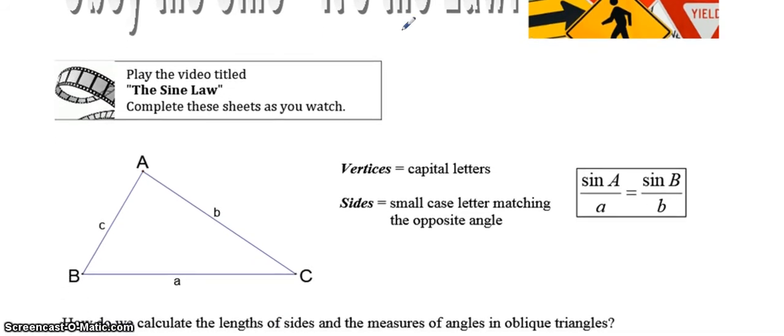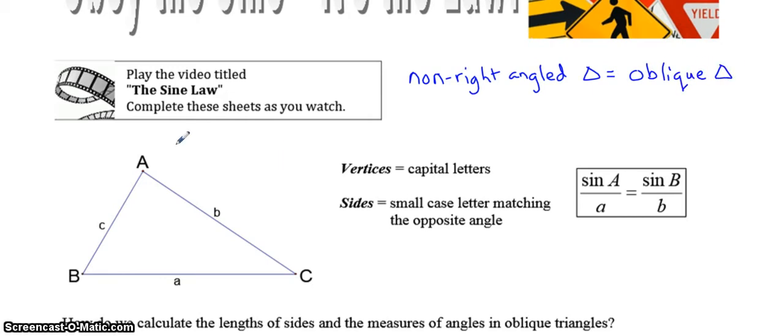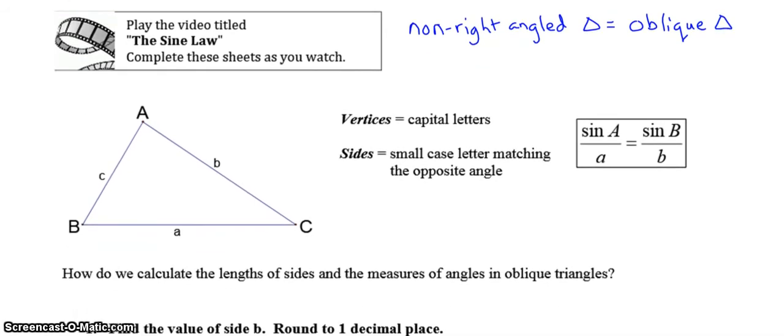So to start with, one thing that you should know is a non-right angled triangle, so that's a triangle without a right angle, is called an oblique triangle. So anytime we talk about an oblique triangle, it just means there's no right angle. With triangles, you label the vertices with capital letters, and the sides that are opposite, you label with the same letter but lowercase. So that's side A, across from angle B is side B, across from angle C is side C. So that's something else you should know.